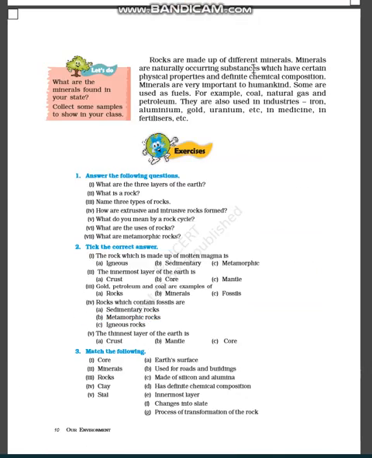Rocks are made up of different minerals. Minerals are naturally occurring substances which have certain physical properties and defined chemical composition. Minerals are very important to humankind. Some are used as fuels, for example, coal, natural gas, and petroleum. They are also used in industries, iron, aluminium, gold, uranium, etc., in medicine, in fertilizers, etc.